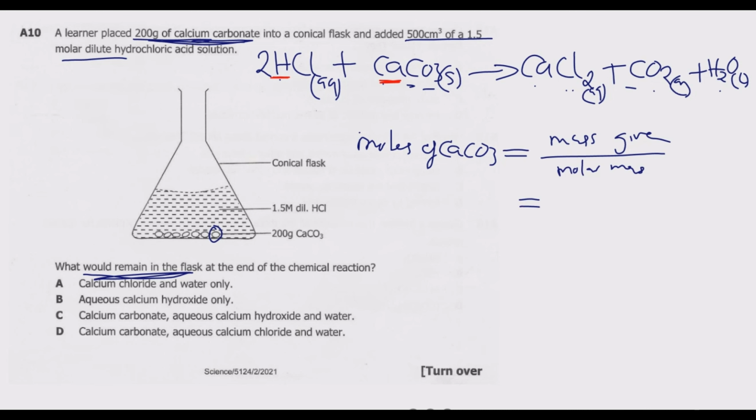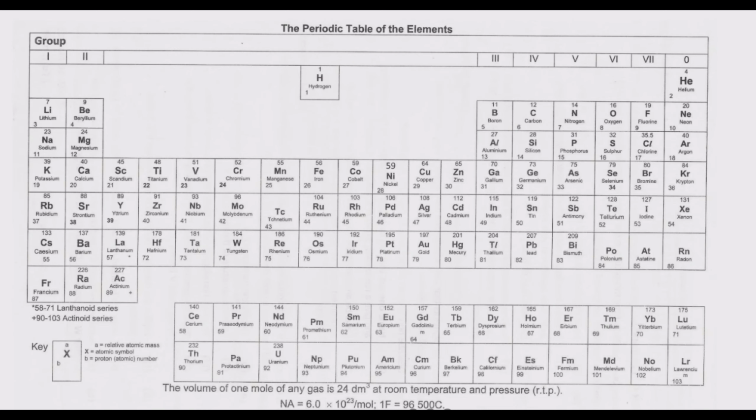So we can go to the periodic table. We are looking for the molar mass of calcium carbonate. We look for calcium. Calcium is 40. So we have 40, then plus carbon. Carbon is 12. Then oxygen, there are 3 oxygens. Oxygen is 16, so we have plus 3 times 16 because there are 3 oxygens here. Then when we add, 48 plus 12 is 60, plus 40 is 100. So we have 100 grams.